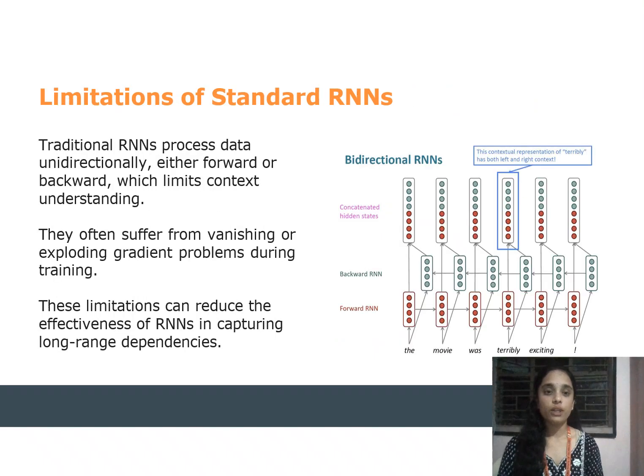Moving forward to the limitations of standard RNNs. Traditional RNNs process data unidirectionally, either forward or backward, which limits context understanding. They often suffer from vanishing or exploding gradient problems during training. These limitations can reduce the effectiveness of RNNs in capturing long-range dependencies. And here we can observe the bidirectional RNNs, forward and also backward.